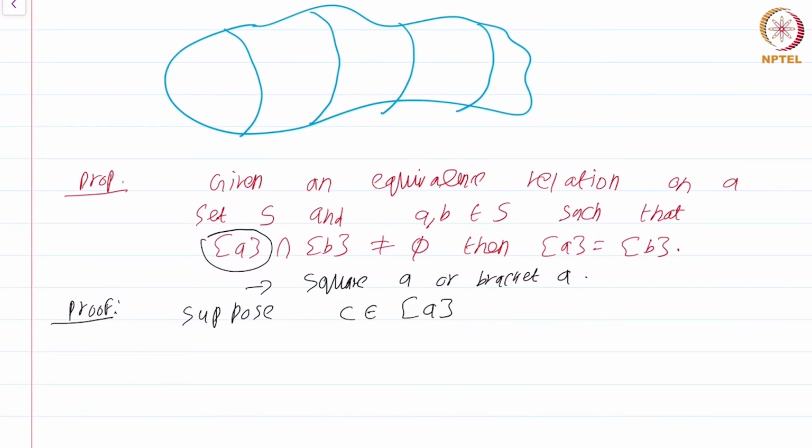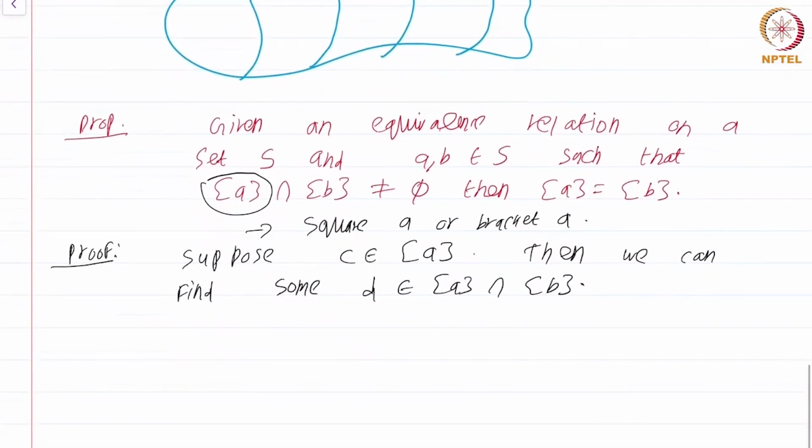Then we can find, first of all, some D which is there in the intersection. Okay. Now let's write down what is the meaning of D belongs to the equivalence class of A intersect the equivalence class of B.